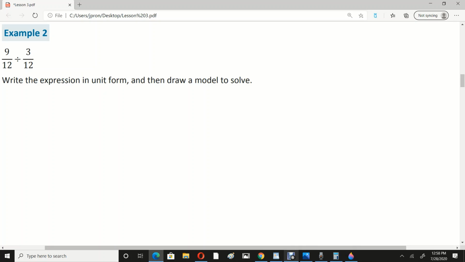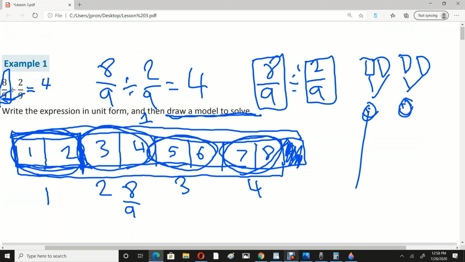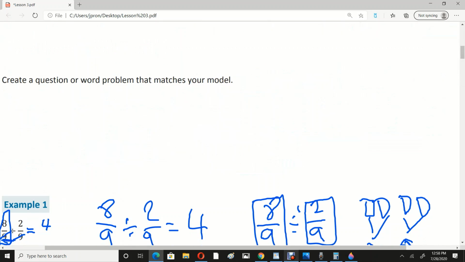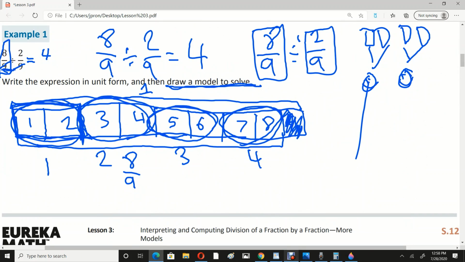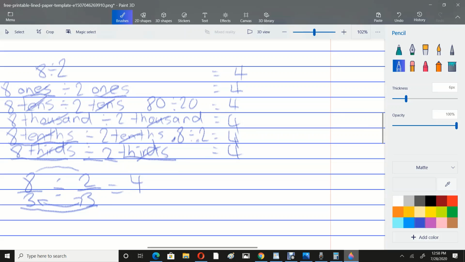Hold on, Mr. Sheen. Let's go back here. Rewind, because this problem right here also asks us to write the expression in unit form. What is unit form, Mr. Shaheen? Oh, okay. Well, let's think back to what we did on our scratch paper that I have right here. And this right here is what unit form is. Okay? 8 ones. Ones is the unit. That is your unit form.